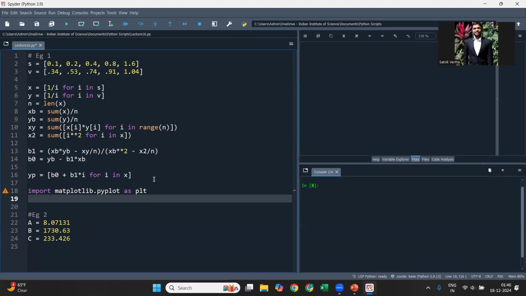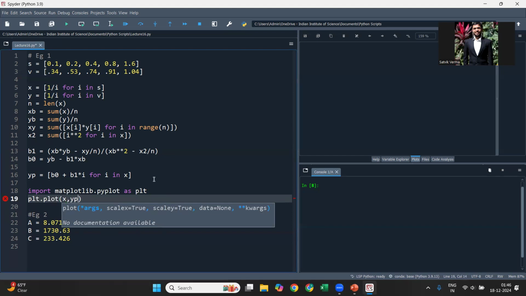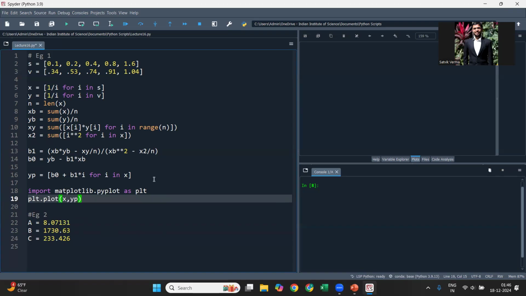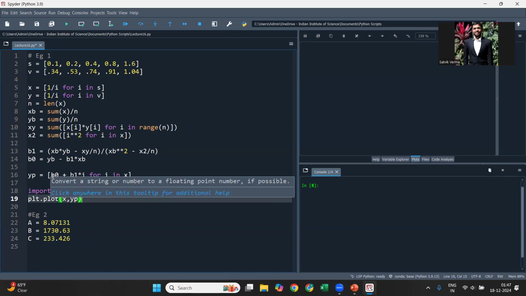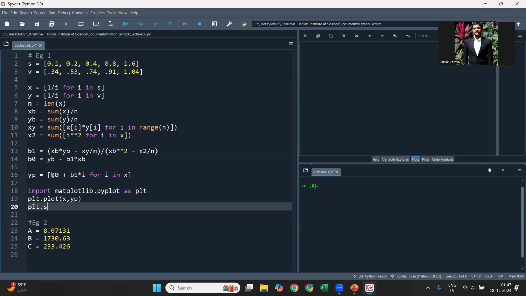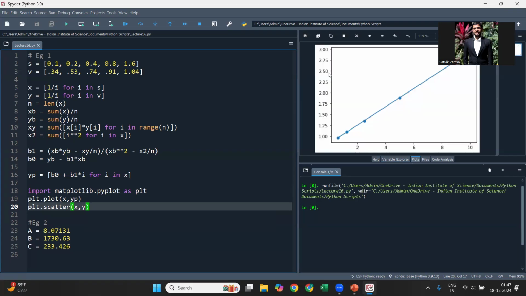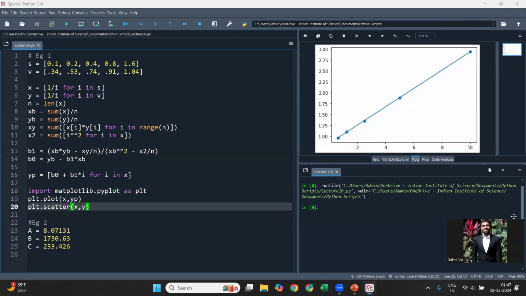So import matplotlib.pyplot as plt, and now we can just plt.plot x comma yp, because this is going to be a straight line which follows the equation beta naught plus beta 1x, right? But the data points that we have, that would be a scatter plot. So scatter x comma y, and if we run this, we'll get the plot here. So if you see over here, the data points that we have, they are very, very nicely fitting this line, right? So it's a good fit over here.